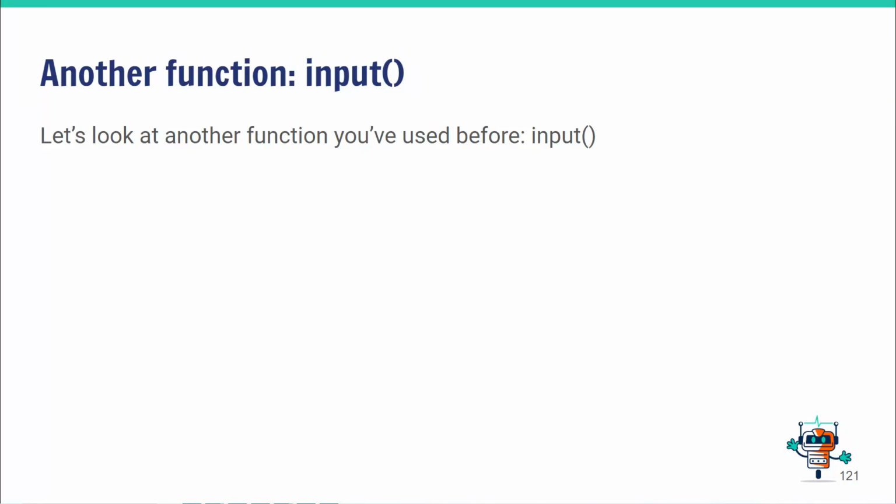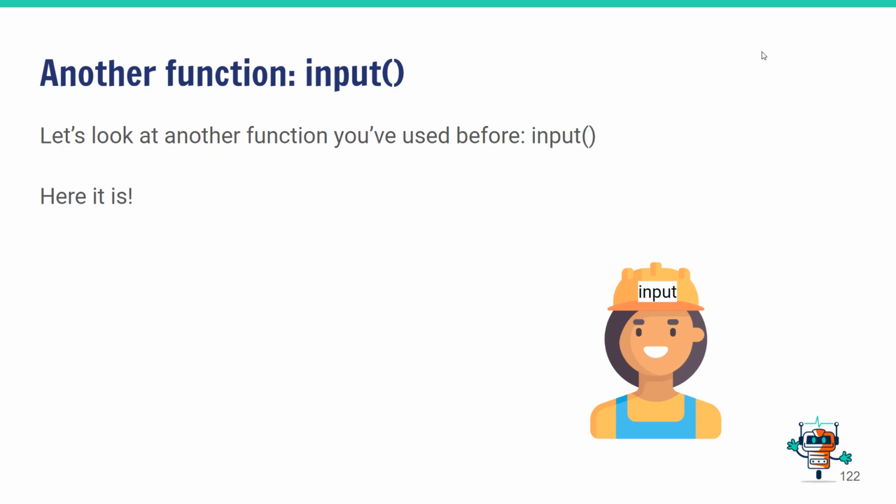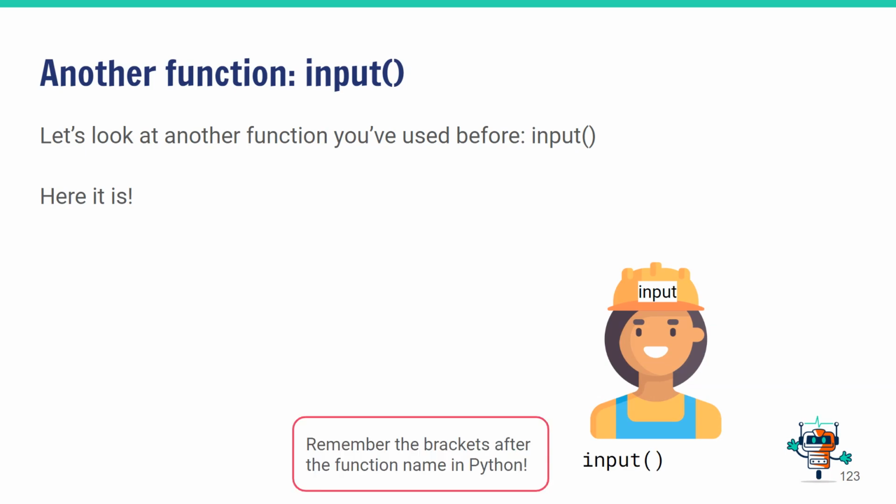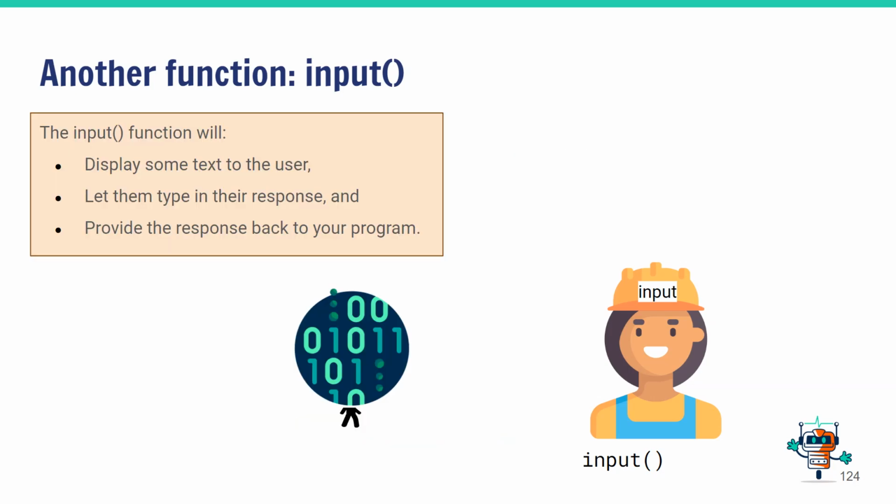Let's review another function that you've used before, input. And remember how we said functions are like people who do useful things for us? Well, here is input. And remember, we can always tell what functions are because they have brackets after their name in Python.